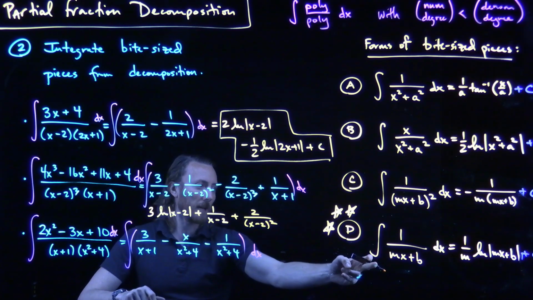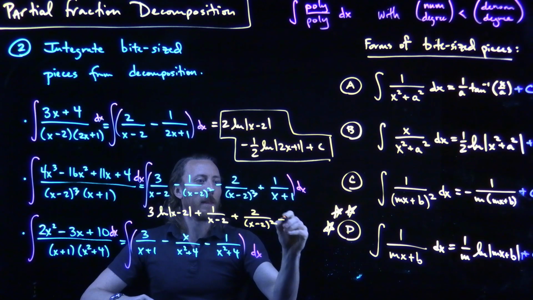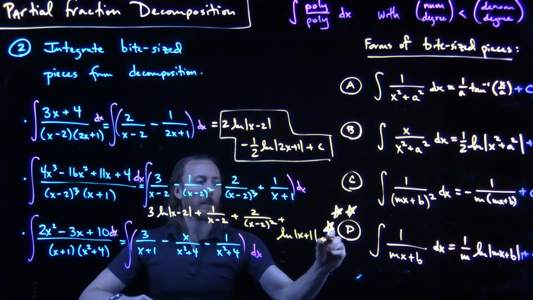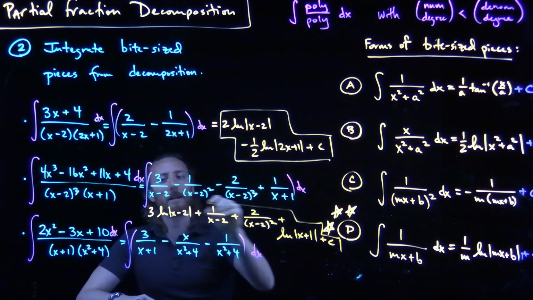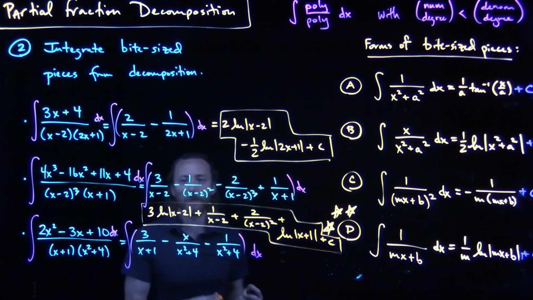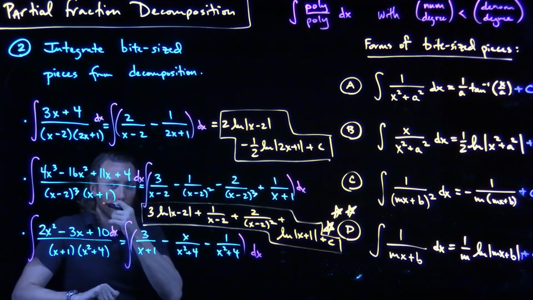And then what about this 1 over x plus 1? Hey, that's just this bottom case. And fortunately, the slope is 1, so 1 over m is just 1. And then we just have plus ln absolute x plus 1. Don't forget the c. And there we go. So again, I sort of couldn't fit it all in one line. I had to go down, but so be it. Sometimes these partial fraction decompositions are long, and hence their antiderivatives are long.